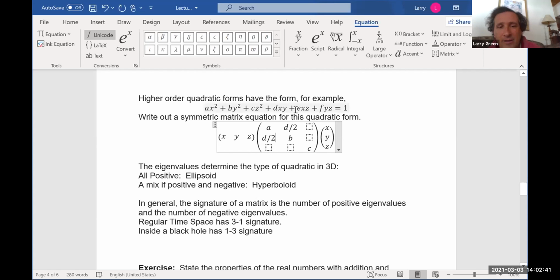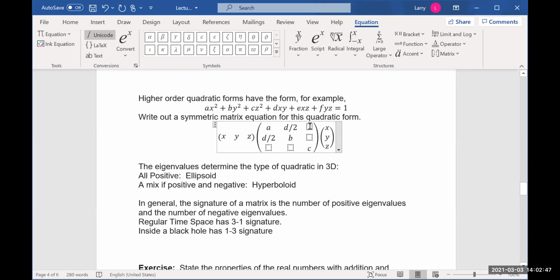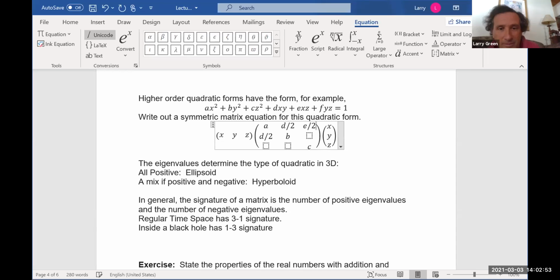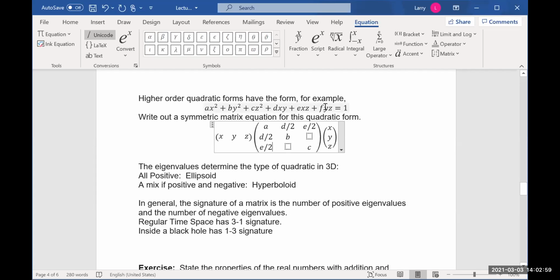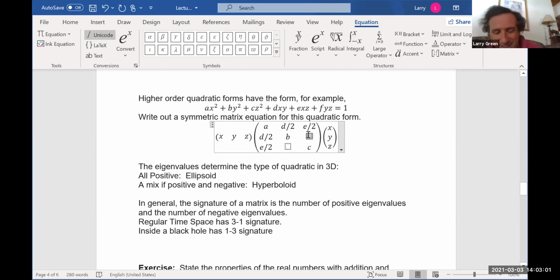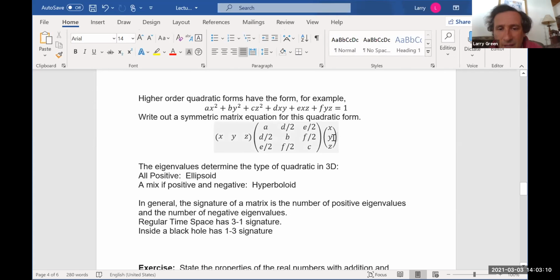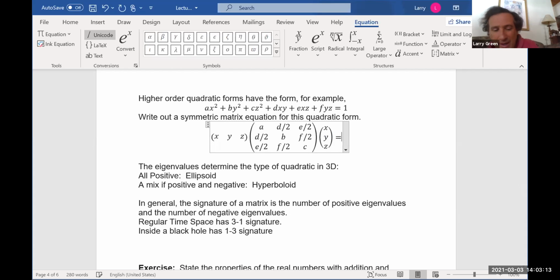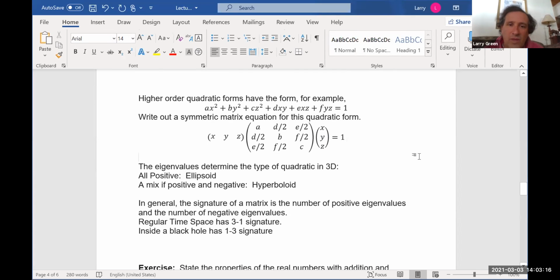How about the E? Where does that go? Third column, first row. Yeah, that's the corners. So we split it into two pieces, E over 2 and E over 2. And the F should be obvious now because there are only two places left. F over 2, because this keeps it symmetric by splitting it in half. And finally, we have equals 1. Got to put that in there. If you multiply this matrix equation out, you get what's on top.